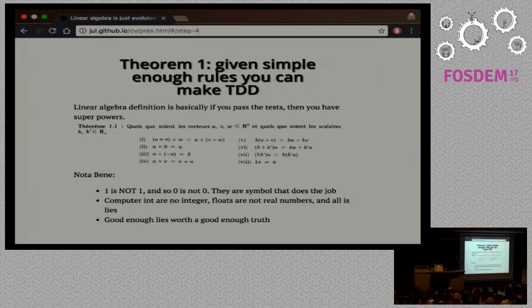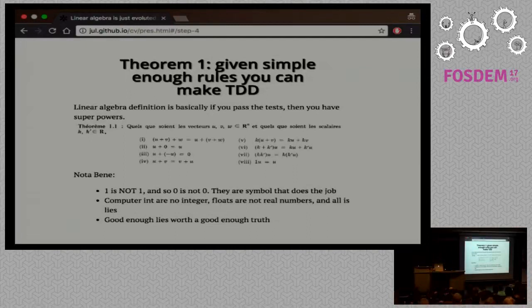Basically, as you see, we've got associativity, a neutral element of addition, a neutral element of multiplication, and so on. And I want to point out that 1 is not 1. You will see it later. 0 is not 0. Computer ints are not integers and real numbers are not floats, but a good enough lie makes a good enough truth. And I will try to prove it to you with code. We don't know, it can work.